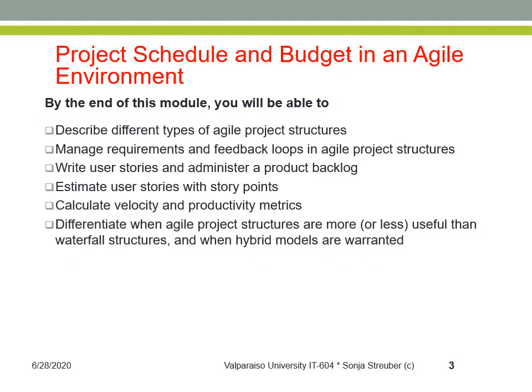Here is what you will learn by the end of this module. You will be able to describe different types of agile project structures. You will be able to manage requirements and feedback loops in an agile environment. You will be able to write user stories and administer a product backlog and estimate user stories with story points. You will also be able to calculate velocity and productivity metrics and differentiate when agile project structures are more or less useful than waterfall structures and when hybrid models are warranted.